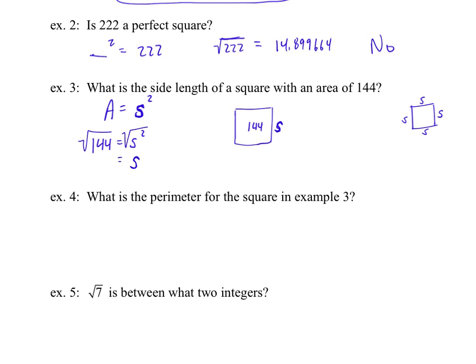In other words, what number times itself equals 144? What did you get? 12. So the length of one of these sides is 12. S equals 12. This works only with squares. It doesn't work with rectangles, triangles, or trapezoids. Only squares, because in squares the sides are all the same length.